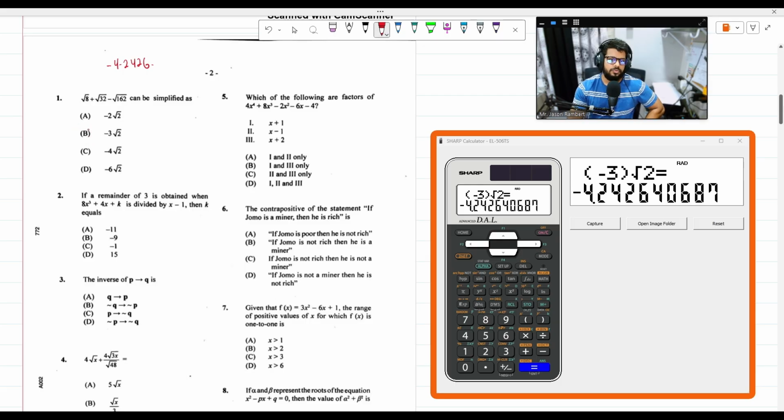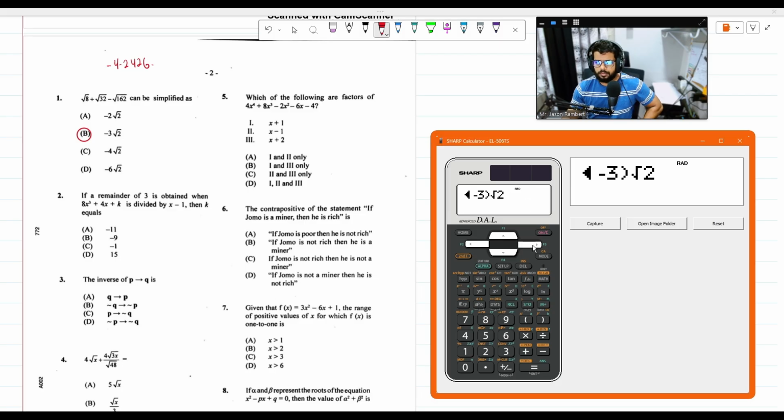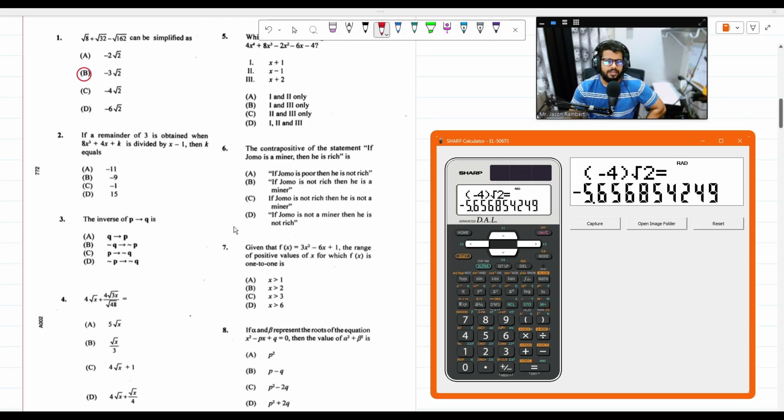Minus 4 root 2 could be a larger numerical number. And minus 6 root 2 could be even larger as well, right? But we can just entertain it and see what the next two answers are. Instead of minus 3, let's put minus 4 root 2. Minus 6 root 2 could be bigger. It could be smaller, but it could be bigger. For less than what I see.